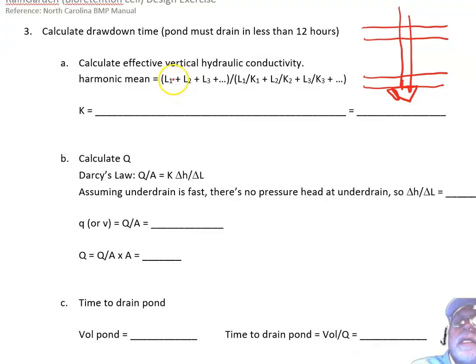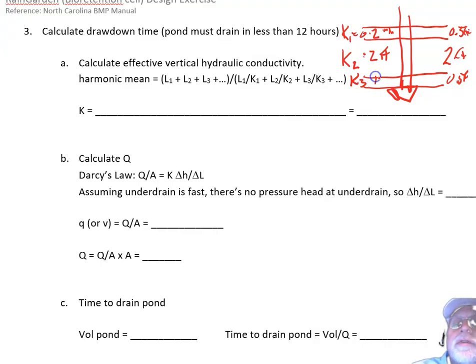Okay, L1 harmonic mean equals L1 plus L... What's L? Okay, so this layer is 0.5 feet. This layer is 2 feet. This layer is also 0.5 feet. The K hydraulic conductivity of this layer is 0.2, I think it's inches per hour. You can't read that, but you can look up above and see the numbers. K2 is 2.4 inches per hour, and K3 is 12 inches per hour.